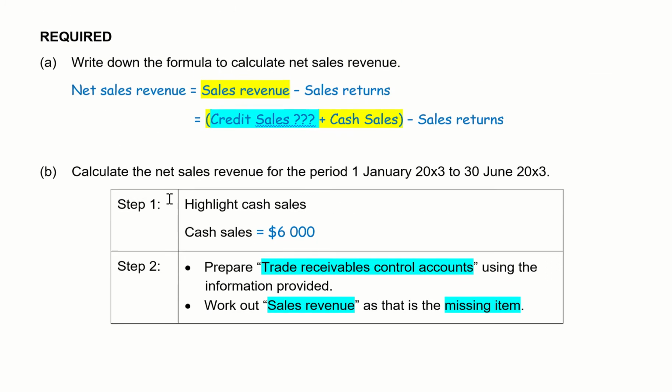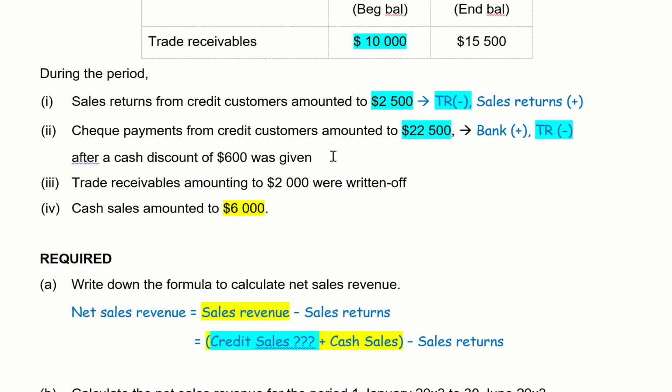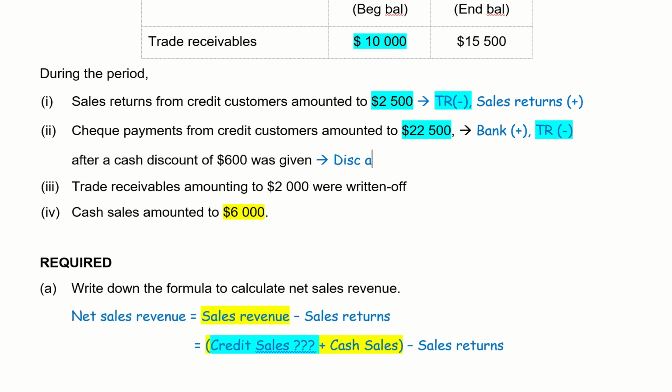Now there's actually more information given in that same part 2. They also tell you that a cash discount of $600 was given. Now when you give a cash discount to your credit customer, is it a discount allowed or discount received? Yes, it's a discount allowed. You gave them a discount, you allow your customer to have a discount. So you will record discount allowed plus.